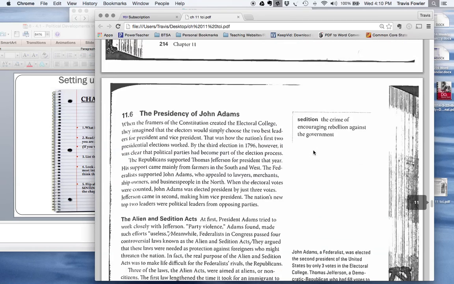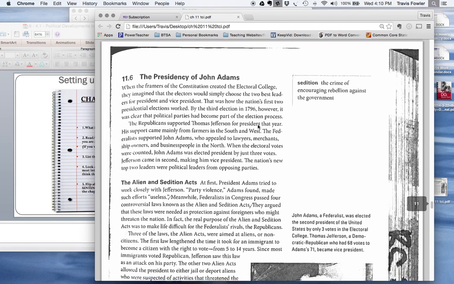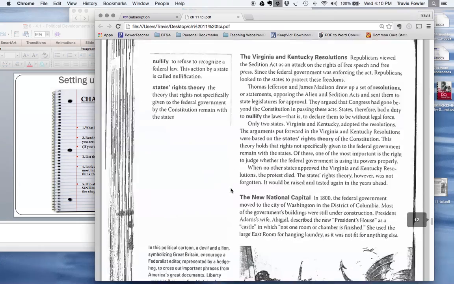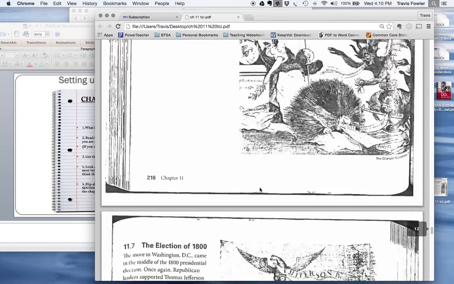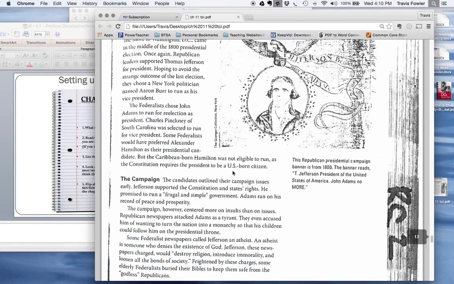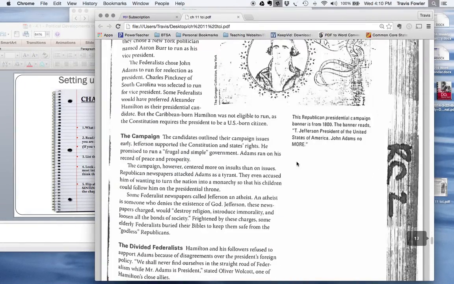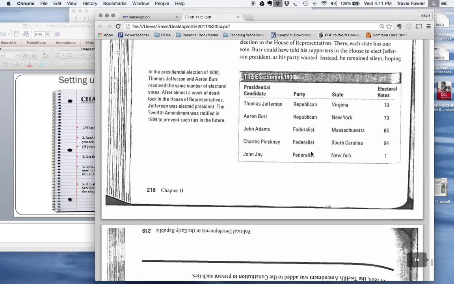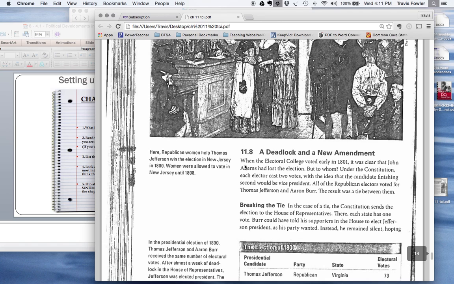All right, and if you need, we're going to talk about John Adams, that's the second president, something called the Alien and Sedition Acts. Talk about the election of 1800, which was a big deal. The election of 1800. And a deadlock and new amendment. Sorry, I went a little fast there. Deadlock and a new amendment.